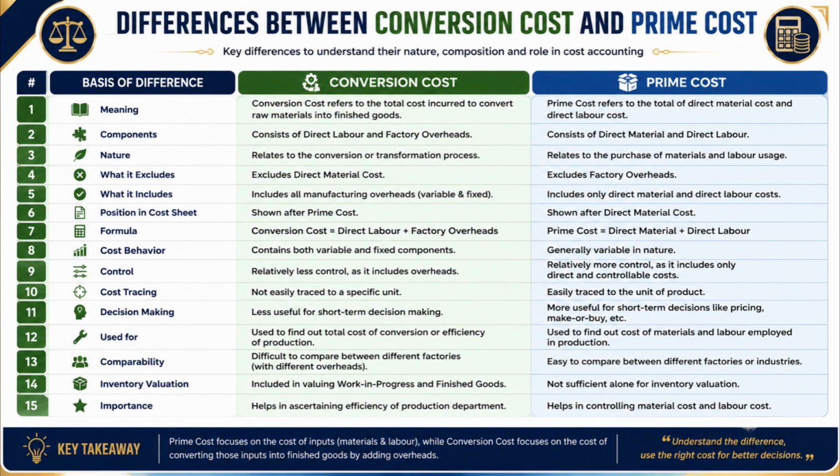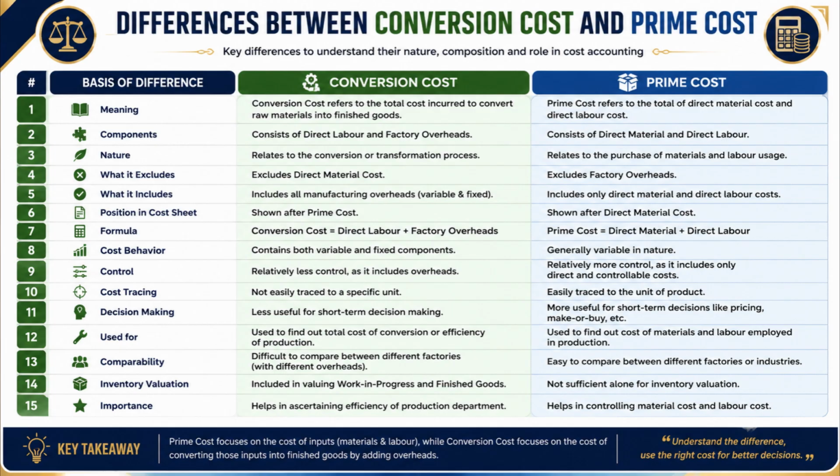Number 11. Conversion cost is less useful for short-term pricing decisions, whereas prime cost is more useful for decisions like pricing and make or buy analysis. Number 12. Conversion cost is used to measure production efficiency. On the other hand, prime cost is used to measure direct production expenses.